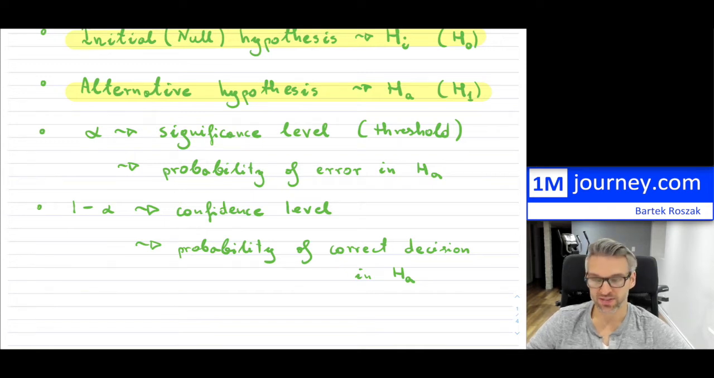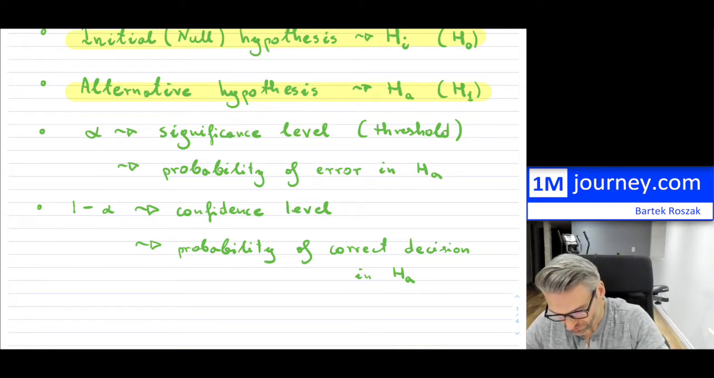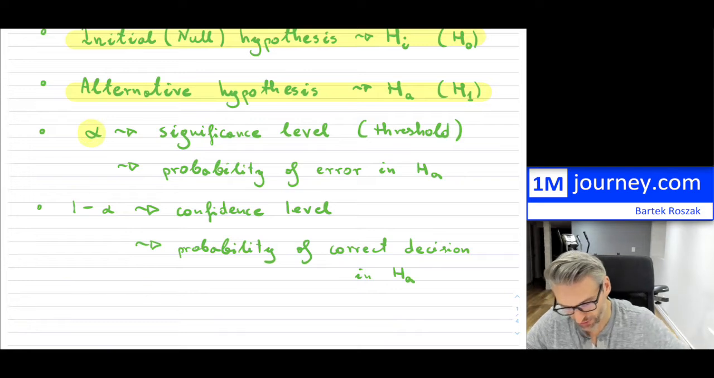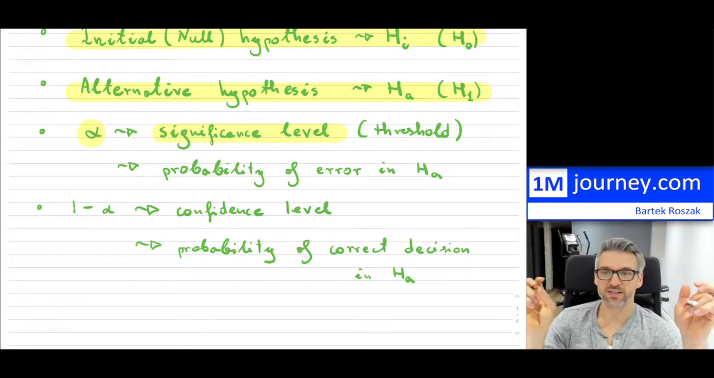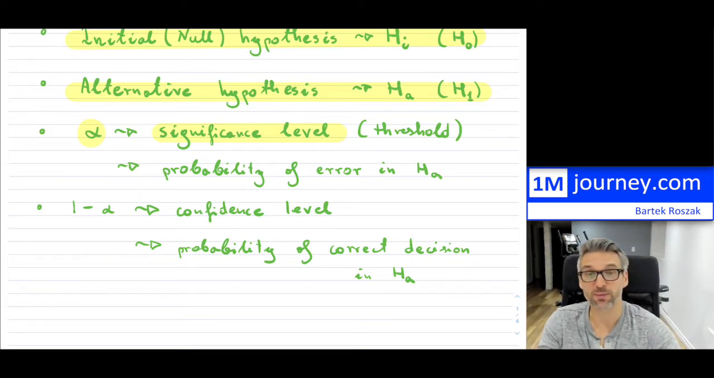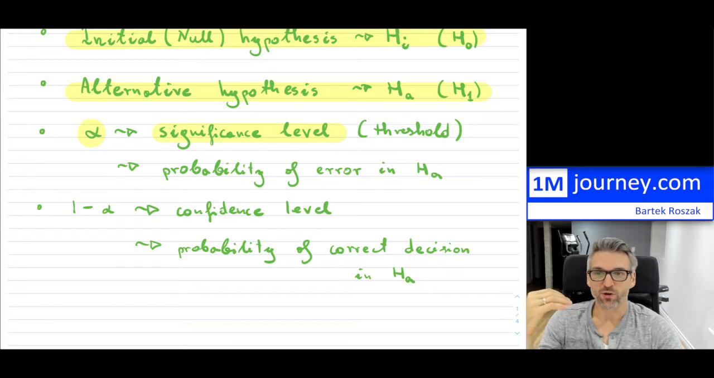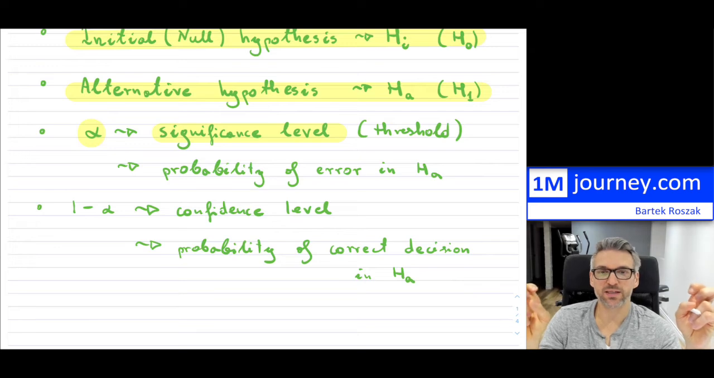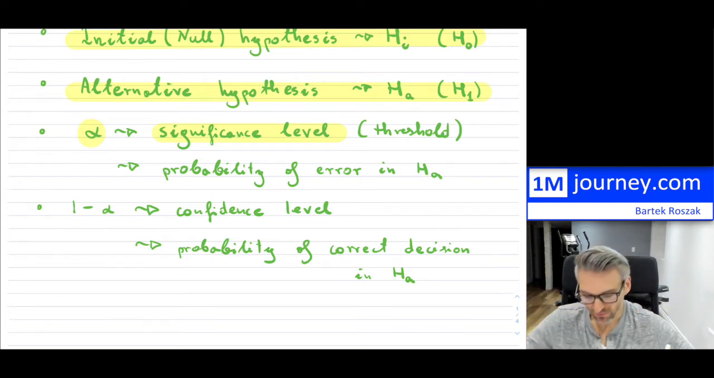And in hypothesis testing, you will have this concept of a threshold, or a significance level. That significance level is nothing else but simply the probability of error in your alternative hypothesis. So what is the probability for us? How much probability is there within this?